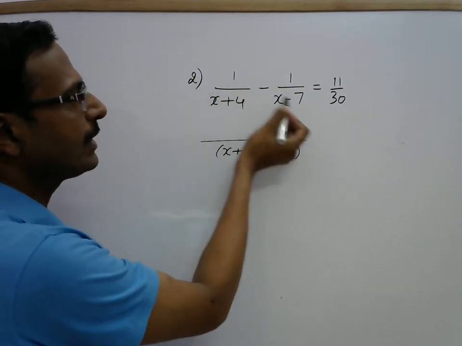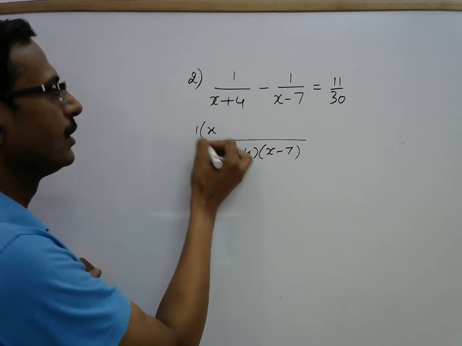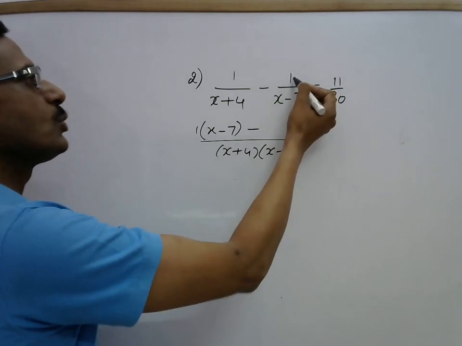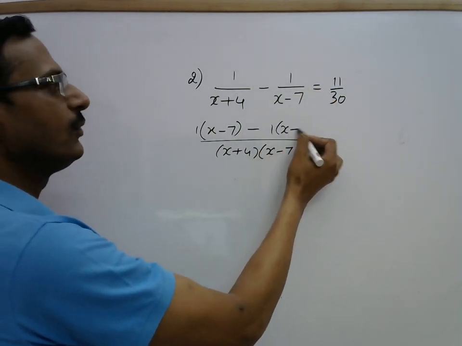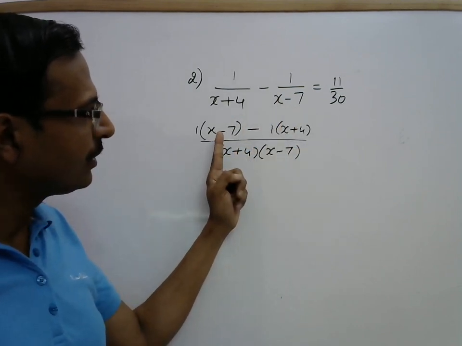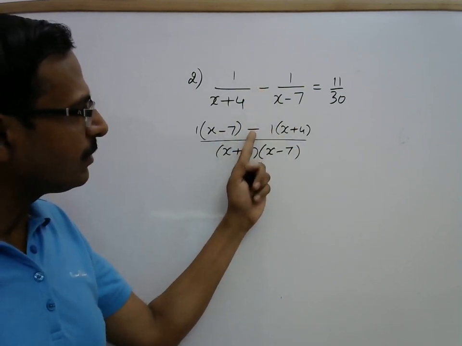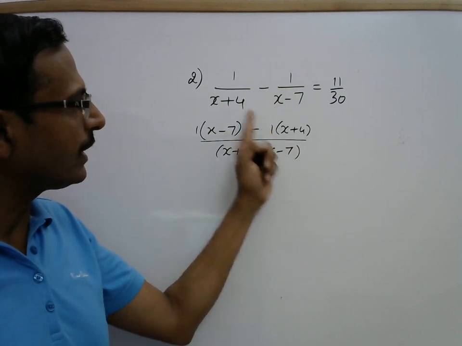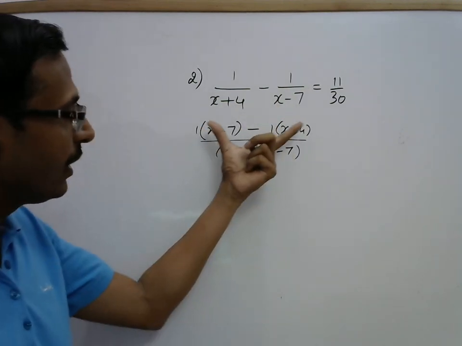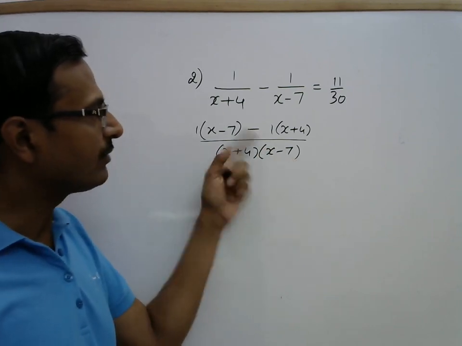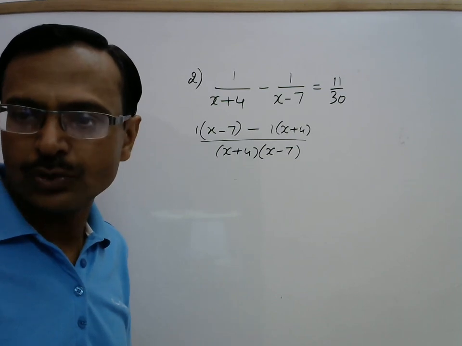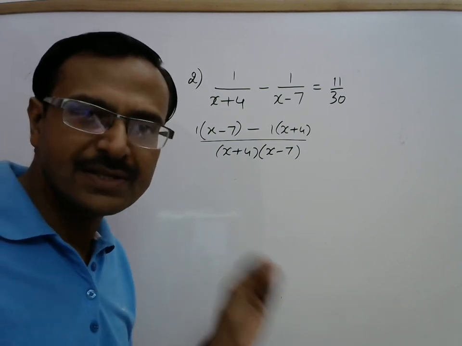So 1 is to be multiplied by x minus 7. In the middle you have a negative sign, so 1 is to be multiplied by x plus 4. So the numerator here multiplied by the denominator here, minus sign in between, numerator here multiplied by the denominator here. This is the cross multiplication to be done in the numerator, and in the denominator you have the two denominators multiplied together. Very important step, and most of the students go wrong in the first step itself.